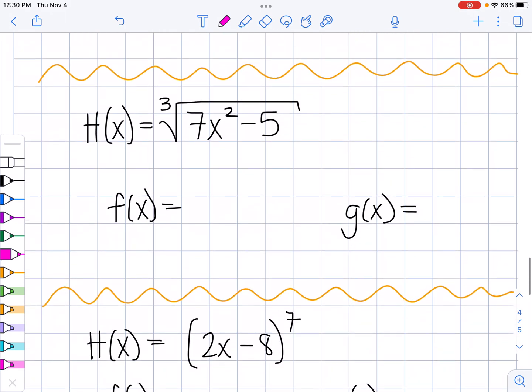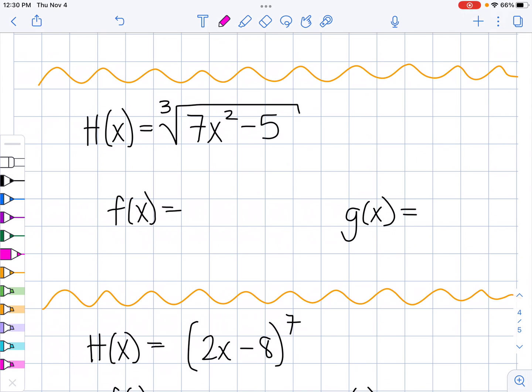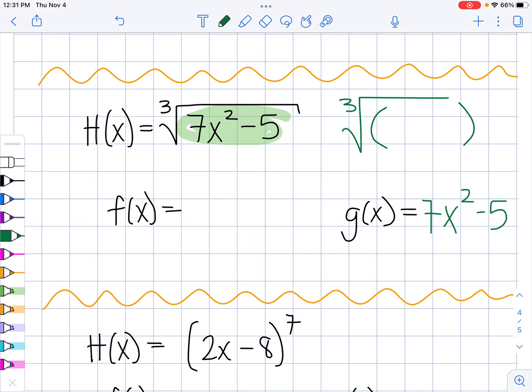Let's try again. Okay, so what am I plugging in? It looks like I took this and I plugged it in. So this would become the cube root of, what am I plugging in? I plugged in 7x squared minus 5 to the cube root of x. Oh, that's really sloppy, sorry. To the cube root of x.